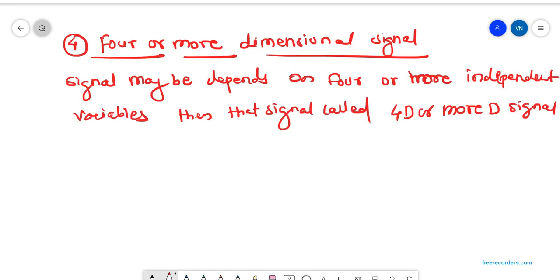I hope you understand now the basic types of signals. In the next video we're going to see the actual types of signals, and how to define and write the signals, that we're going to learn in the next video.